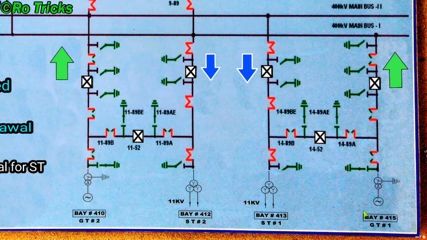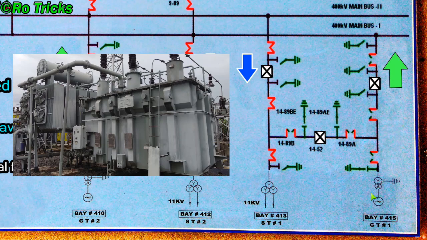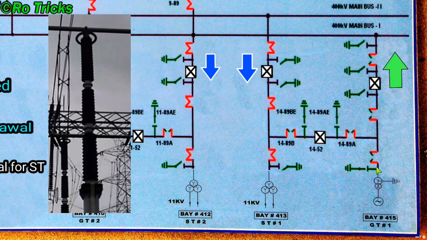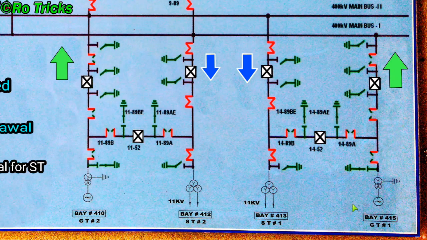Now let me explain the generator 1 bay, which provides electric power to the bus bar. This is our generator which produces electric power. After that there is a transformer which steps up the voltage from 21 kV to 400 kV. After that there is an earth switch, then an isolator, and then an interconnection between the generator bay and the station transformer.